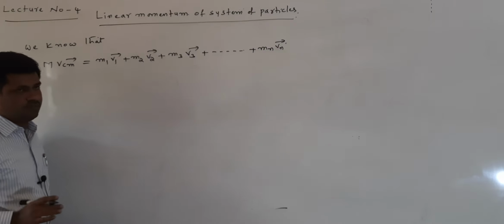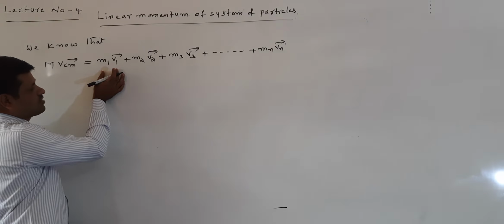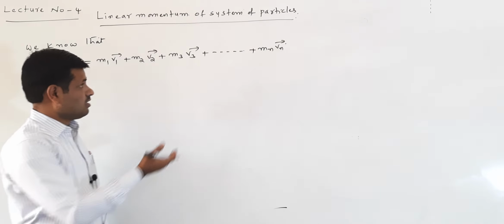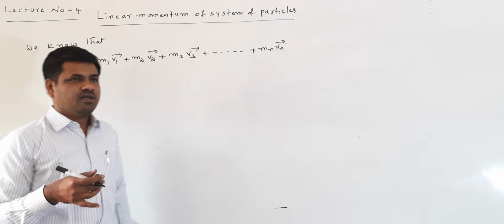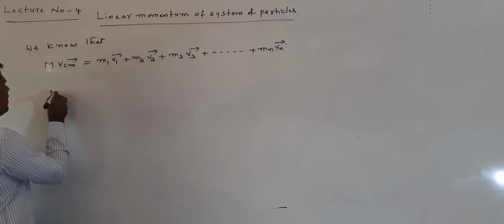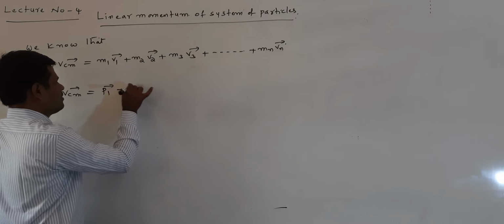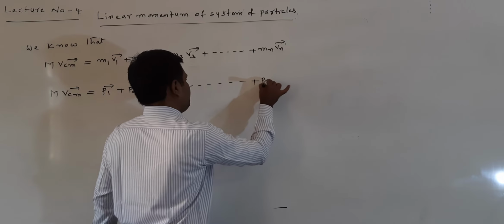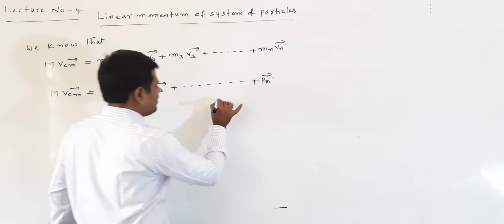Now, this is mass into velocity. This is also mass into velocity. This is mass into velocity of the first particle, this is of the second particle, this is of the third particle, and that is mass into velocity of the nth particle. We are considering an n particle system. In this n particle system, this mass into velocity represents the momentum. So I am writing here M into VCM bar is equal to P1 bar plus P2 bar plus P3 bar and so on plus Pn bar. Right, this is given as equation number 1.